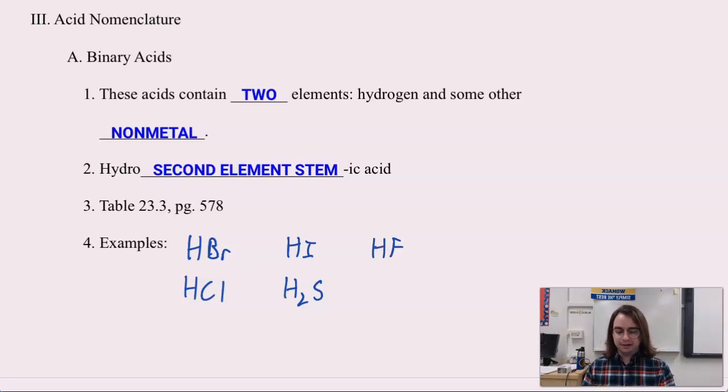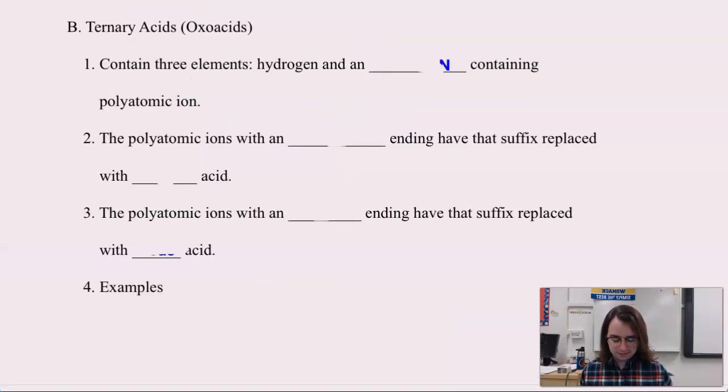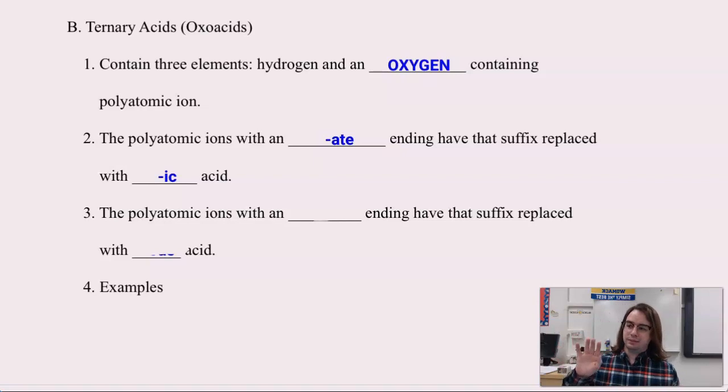So keep those in mind. Just hydro-blank-ic acid. The other type is what's called a ternary acid. It's a little bit trickier. This is when we have three elements: hydrogen, oxygen, and some sort of thing along with it. It's usually an acid that's formed with a polyatomic ion. If we have a polyatomic ion that ends with ATE, we replace the ATE with IC.